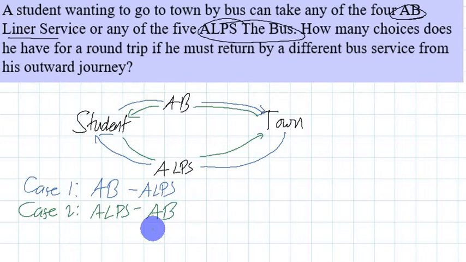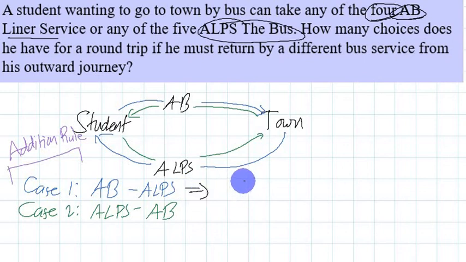It's very clear here that this is an application of the addition rule. But we're not yet quite clear what we're going to add. So let's take a closer look at our problem. If the student will take AB Liner, he has 4 options. We're now dealing with Case 1, and Case 1 tells us that for taking AB Liner, the student will have 4 choices, so 4 options to finish the first part of the task.